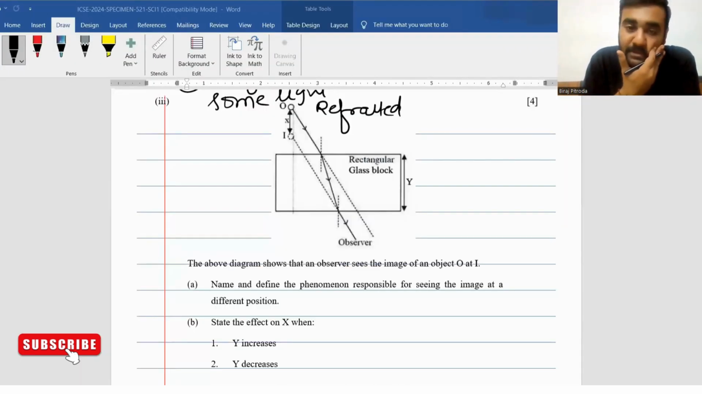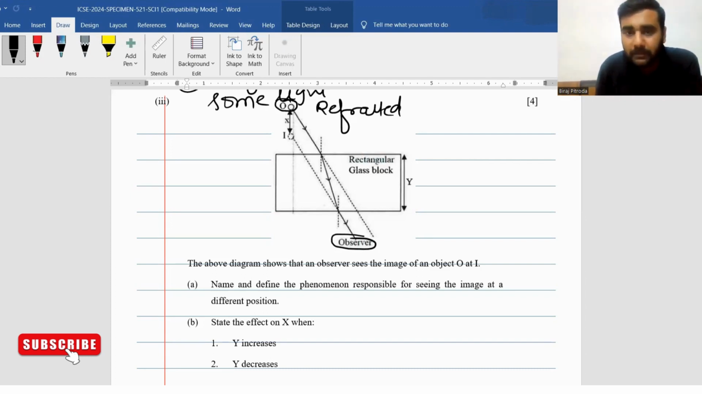Let us take the third question, students. So again, a third question. It's an application-based question of light. They have given us a rectangular glass block, and there are certain rays which are trying to enter and a few rays which are trying to emerge out. So if you notice here very carefully, this is the observer, right? And here I have the object which is placed. There are some notations which are updated here.